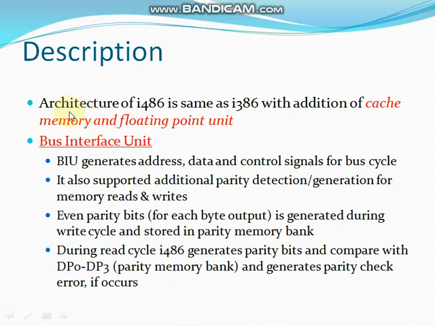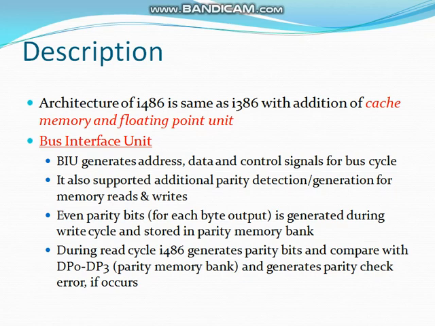The first point I have written already, that is the architecture of the 486 is the same as the 386 with the addition of only two blocks, that is the cache memory and the floating point coprocessor, the floating point unit. Those who have already seen my previous video related to the 386 architecture can easily understand the bus interface unit. It generates the address, data and control signals for the bus cycle. It also additionally supports a parity generator and checker for memory read and memory write operations.